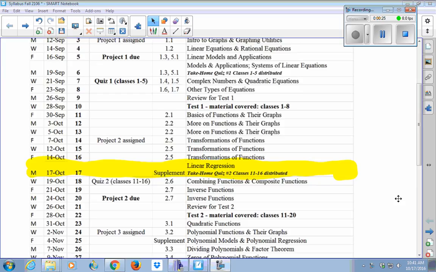Today I'm giving you a take-home quiz, and these classes that we've covered since our last test will be on the take-home quiz. So basically classes 11 to 16. When is this due? Wednesday, right. So remember, the important thing about the take-home quiz is you do it on your own.